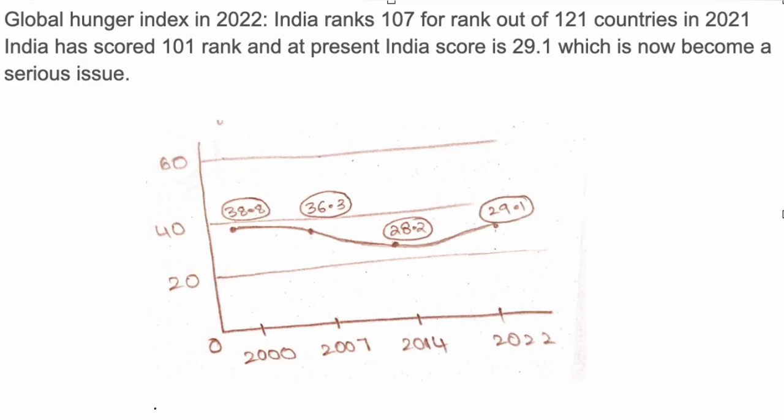I have also gathered some information regarding the Global Hunger Index. In 2022 it is 107, and in 2021, the previous year, it was 101. So it'll be like a tagline for us. It'll be a very strong support for our answer. So for that I have researched. India's score at present is 29.1, which is in the serious category. So the hunger rate in India being in the serious category will also be a catchy point and a plus point for us.